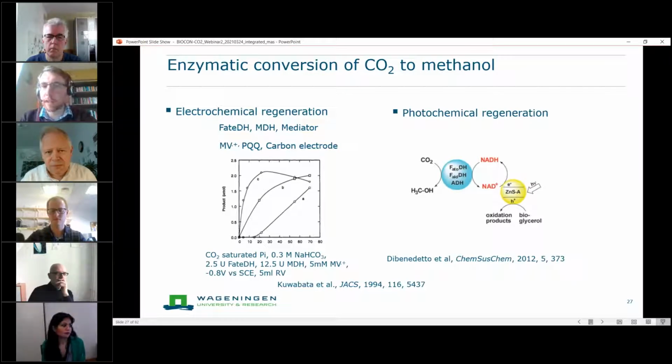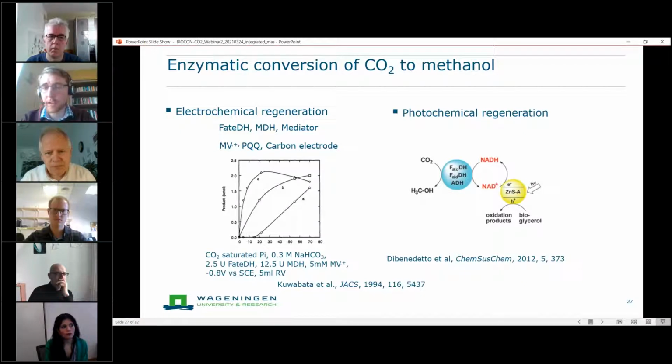There are still challenges in the example I give here. They use not an NADH dependent formate dehydrogenase, but a metal dependent formate dehydrogenase, which can be relatively easily electrochemically reduced. But these enzymes are not really stable enough for practical applications. There's a challenge there in this case.